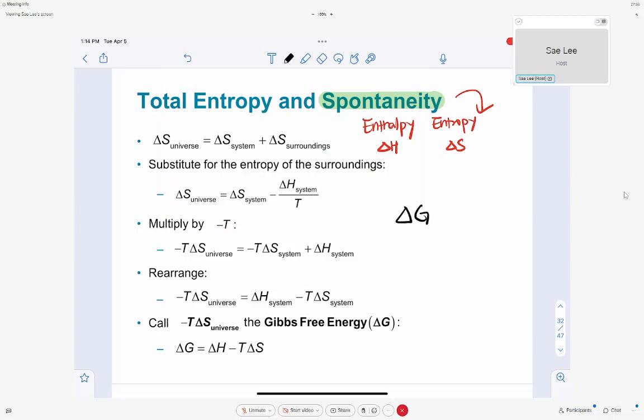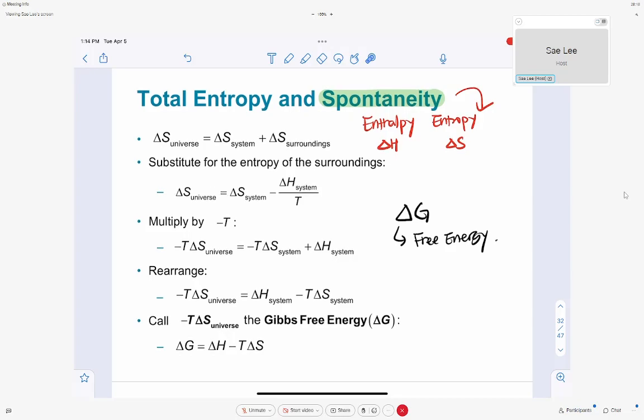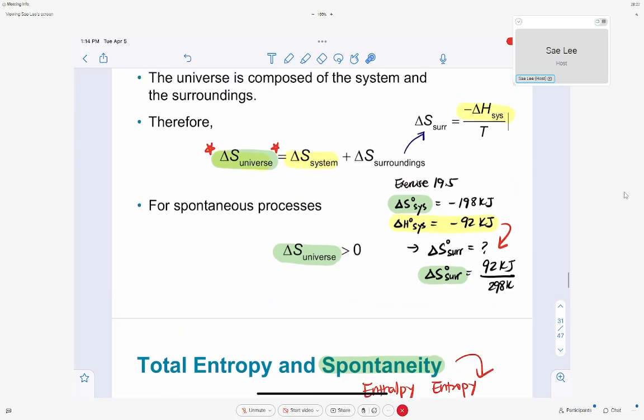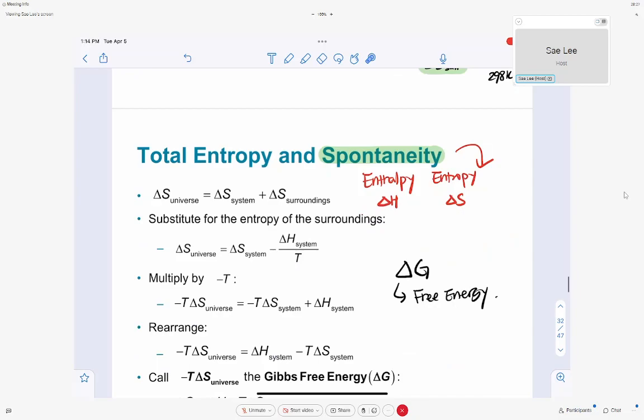Gibbs free energy, or free energy. This delta G is merely a derived quantity that blends together enthalpy and entropy. So if we substitute in the equation that we just learned in the previous slide, this is the equation that we just learned.